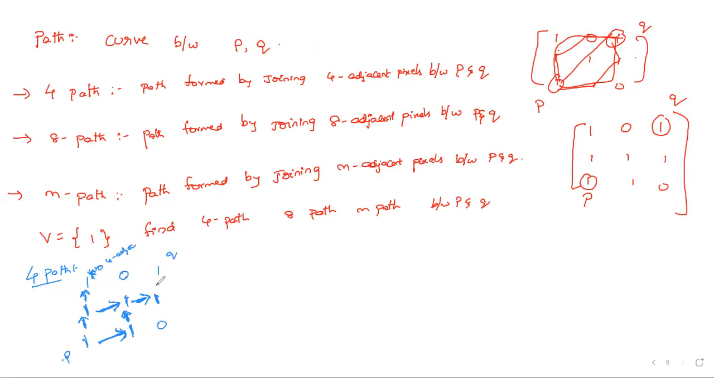Now for this one, this is Q. Okay. How many possible paths are formed? This is one way. This is one way. We have 2 paths here. 2 4 paths are available. Next, 8 path.